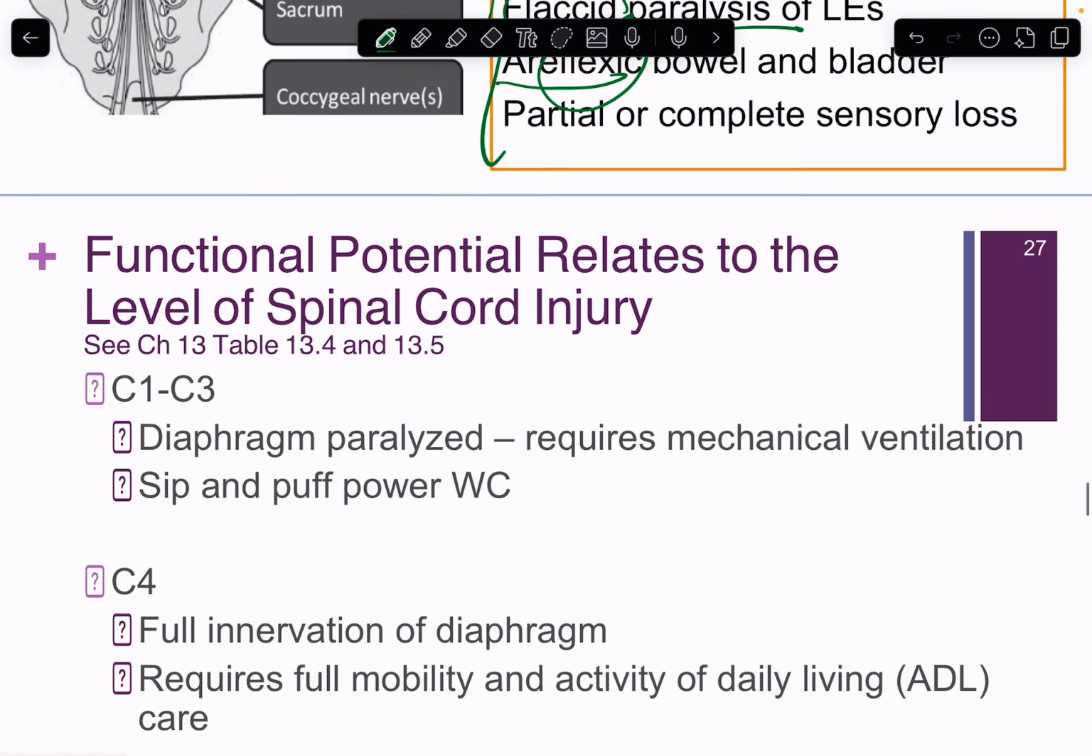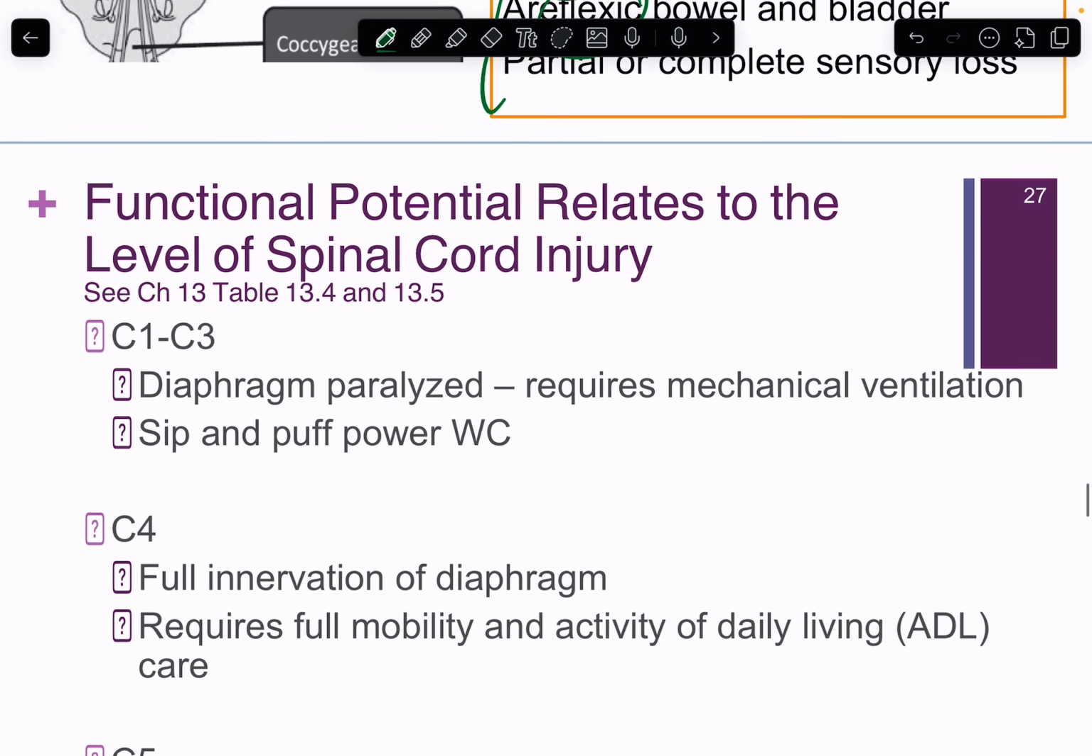All right, so lastly, we're going to talk about functional potential as it relates to the level of spinal cord injury, starting from the cervical region. From C1 to C3, if this is injured, the diaphragm will be paralyzed because the diaphragm is innervated by C3 to C5. Therefore, patients with C1 to C3 level SCI require mechanical ventilation.